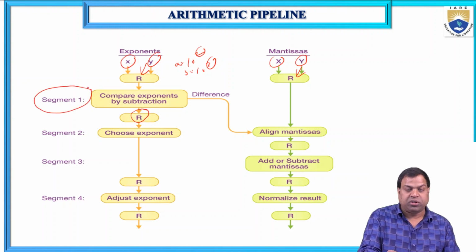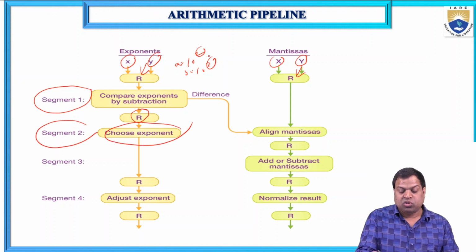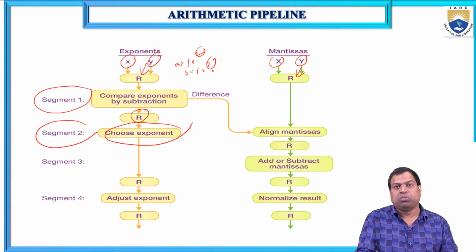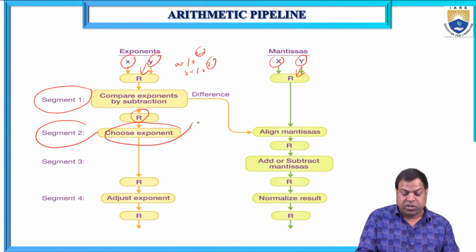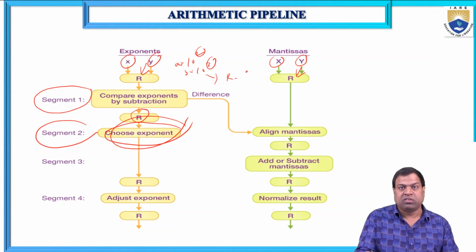For the comparison operation I am taking segment 1. In segment 2, choose the exponent. So we compared 10 square and 10 cube. So which one is chosen? I am taking both as 10 cube or both as 10 square. So what is the final choice? That is segment 2. In segment 3, after choosing the exponent, I am taking one register for the final choosing.